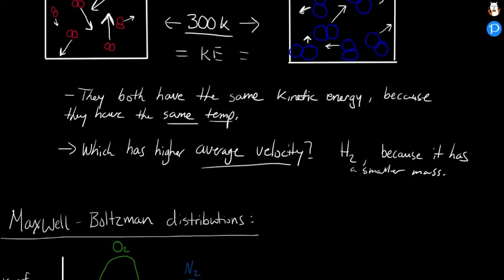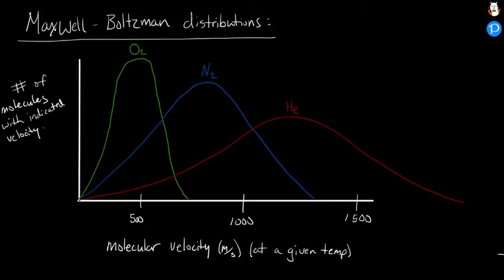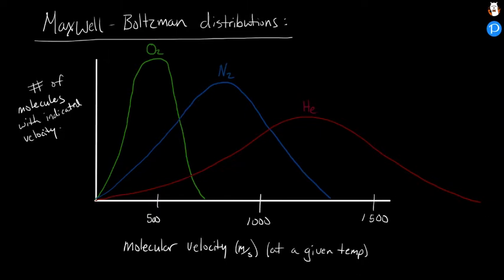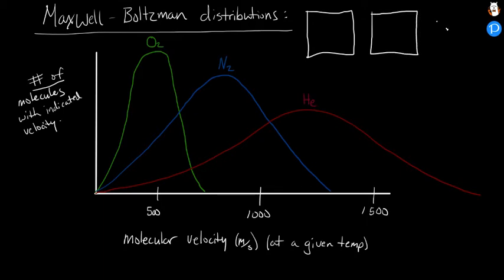So that brings us to our last thing here, which are called Maxwell-Boltzmann distributions. So if we take a look at this, this is showing a distribution of how many of those specific molecules are moving at a given speed, the distribution of their speeds within a given temperature. So for example, let's say we've got 3 containers over here. One with oxygen, one with nitrogen, and one with helium, okay?